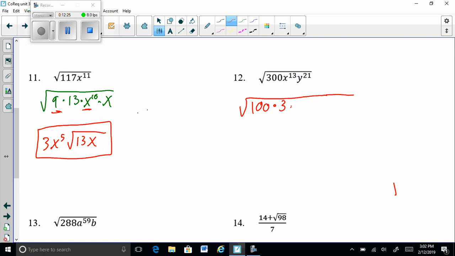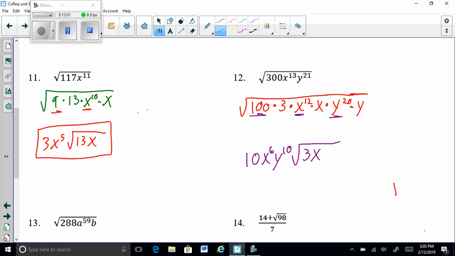So we'll write this as x to the 12th times x. We're going to write this as y to the 20th times y. And now we're going to square root those three parts right there. The square root of 100 is going to be 10. The square root of x to the 12th is going to be x to the 6th. The square root of y to the 20th is going to be y to the 10th. And then we're going to be left behind with the square root of 3xy.